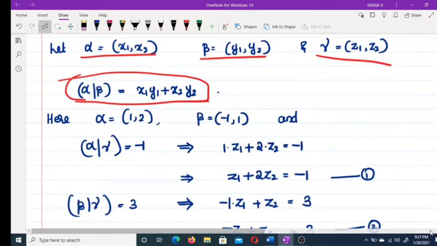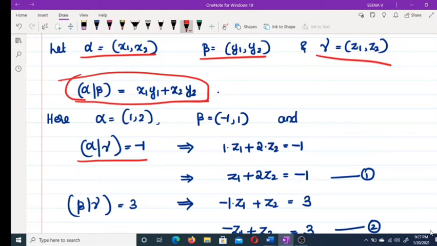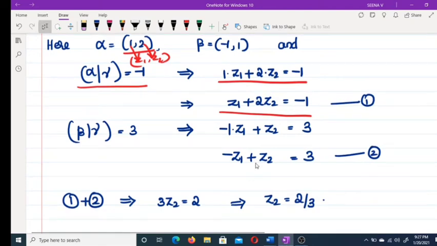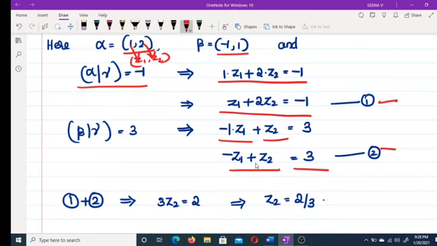So what is the inner product of alpha and gamma? It is given as -1. Alpha is (1, 2) and gamma is (z1, z2). So the inner product is 1 into z1 plus 2 into z2, equal to -1. That is, z1 plus 2z2 equals -1. Similarly, the inner product of beta and gamma equals 3. Beta is (-1, 1), therefore -1 into z1 plus z2 equals 3, that is, minus z1 plus z2 equals 3. Mark these as equation 1 and equation 2.